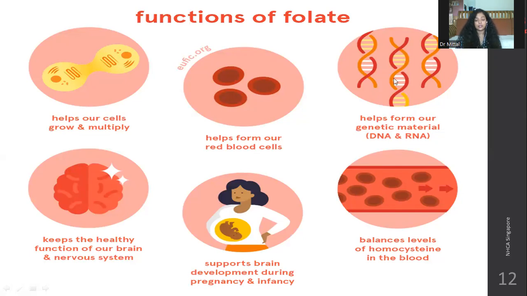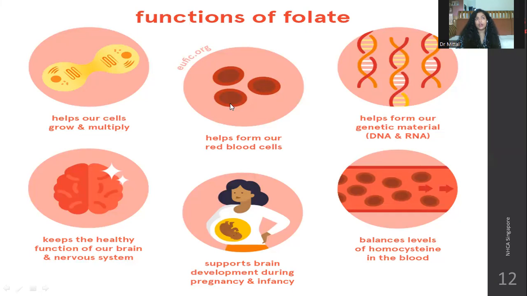Next is folic acid, B9. The nutritional deficiency of folic acid is very well known, associated with anemia. Apart from that, what are the other functions of folic acid? It helps your cells to grow and multiply. Growth and development, folic acid is required. It helps to form your RBCs.